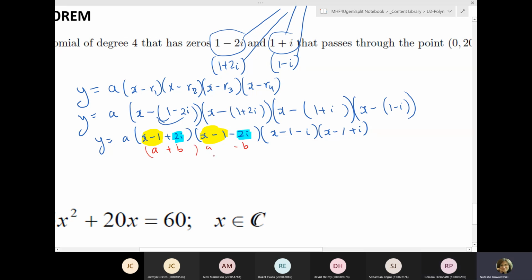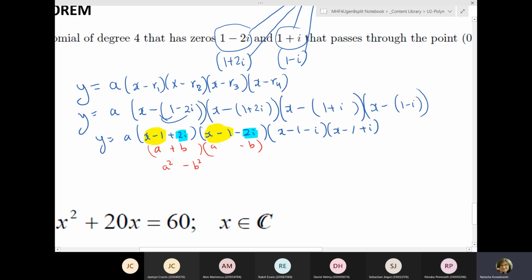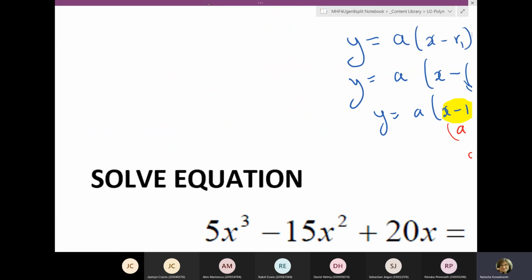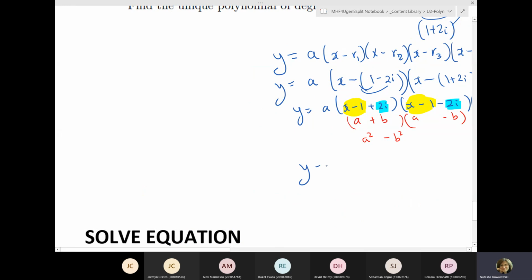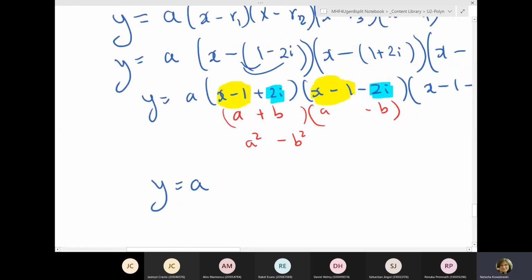And if we were to FOIL a plus b, a minus b, don't we get a squared minus b squared? Yes. So let's concentrate on it. So the first binomial will be a squared. So that's the yellow thing squared. What would that be? x minus 1 squared. We'll deal with that later. And then minus b squared.